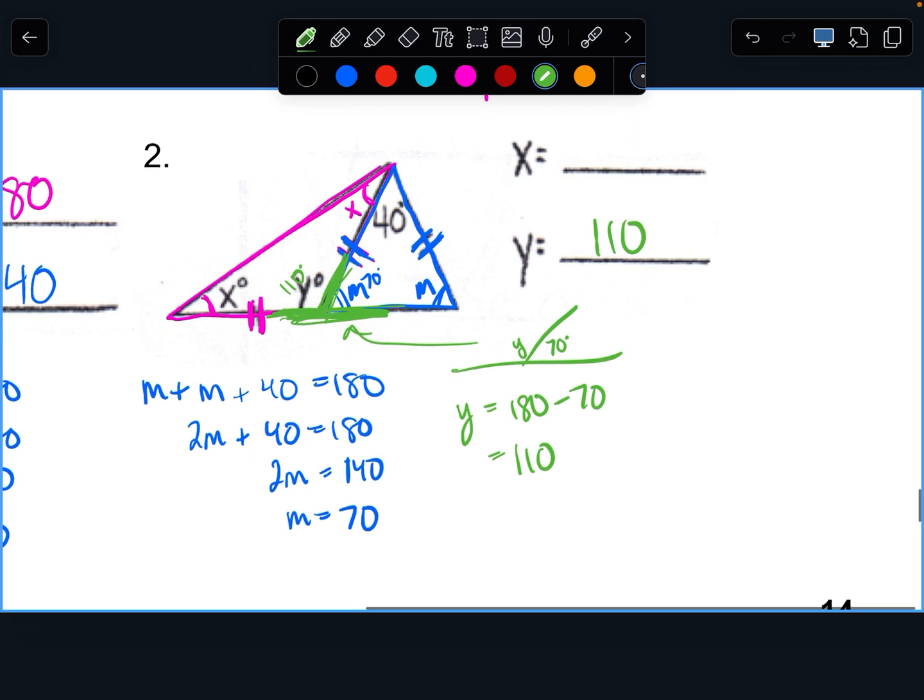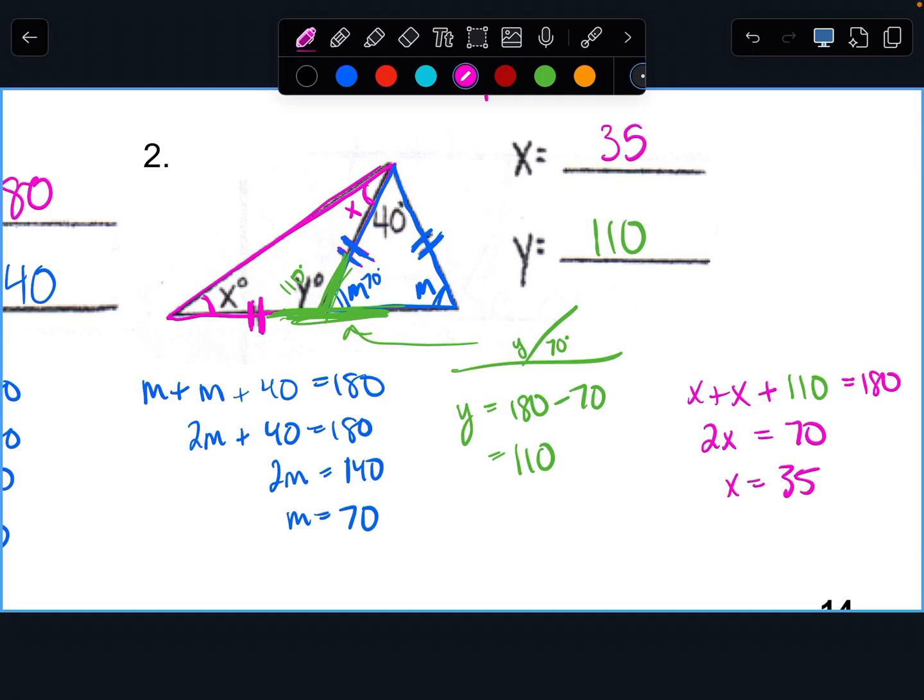There's so many things in here. So to find x, you're going to take the 2 x's and the 110 and set it equal to 180. Okay. So we get 2x equals 70, so 35. There you go. And there it is. That's it. Okay. It's not too bad. Not too bad.